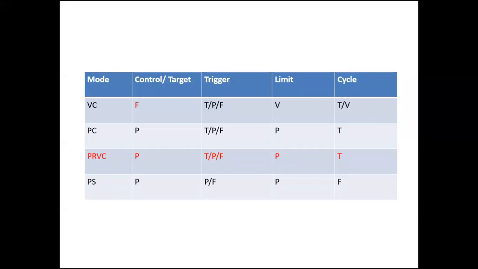What is the limit variable here in volume control? Volume is the limit. And what is the cycle variable? Mostly time. In old ventilators, we can have volume cycle also, but it's not in new ventilators. It is only time. Unless it is spontaneous ventilation, you are going to cycle only by time in new ventilators.